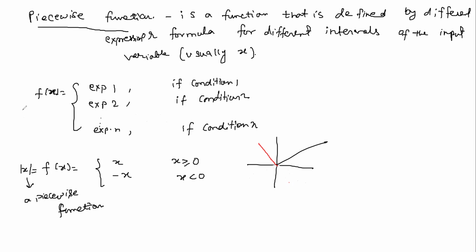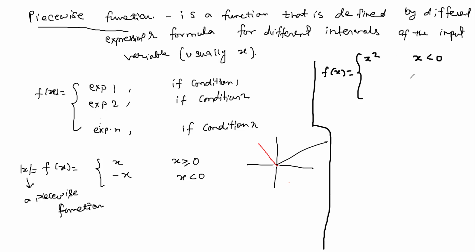One more example you can see. Let's suppose f(x) is x squared when x is less than 0. When x goes from 0 to 2, it is a line, and when x is greater than 2, it is 3. Understood?